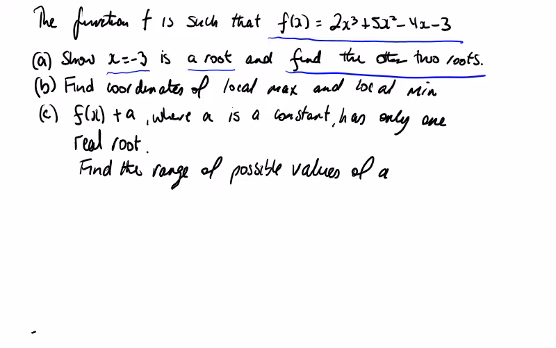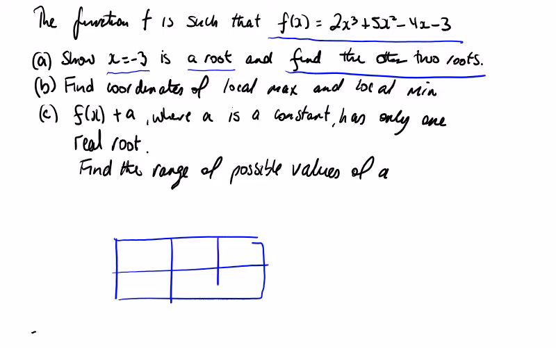Okay, I think the best way to do this, if we're going to find the other two roots, we need to find the quadratic that we get when we divide this factor in. If it's a root and we divide it in, we're going to have no remainder. So we could also just sub in x equal to minus 3 here, and it will be equal to 0. That's another way to show it's a root. But in this case, we're just going to divide it in.